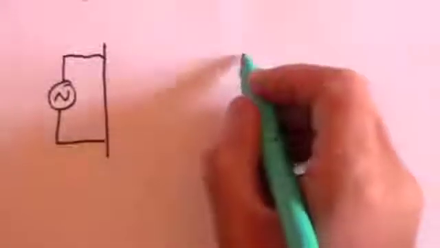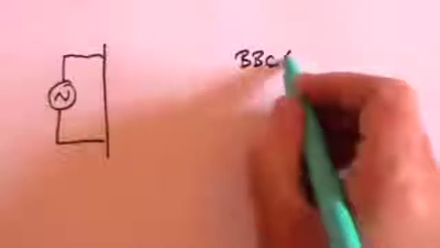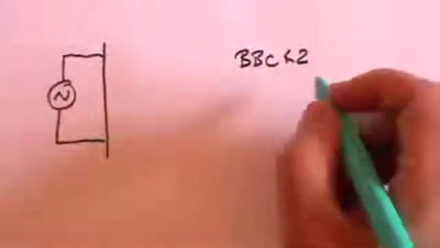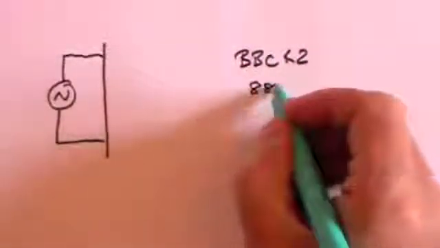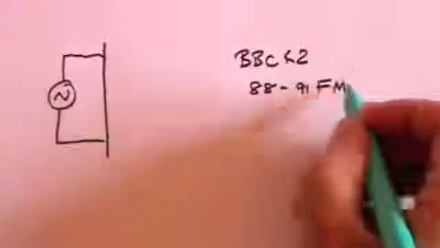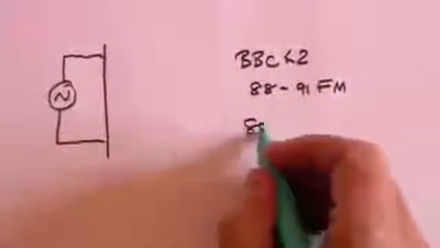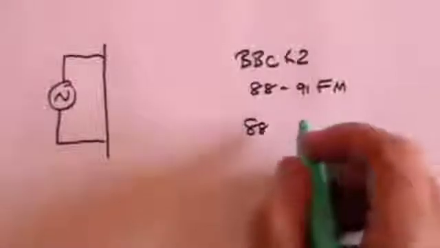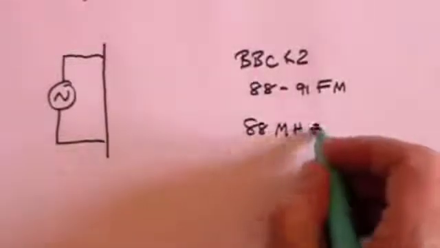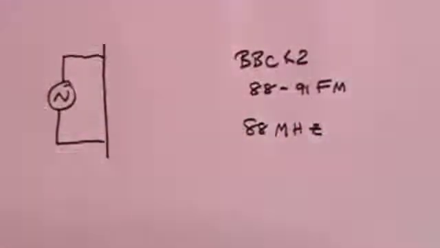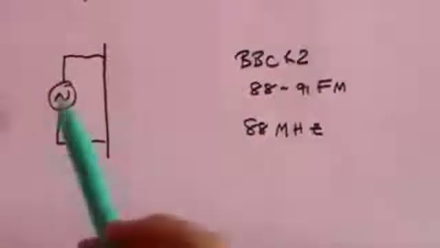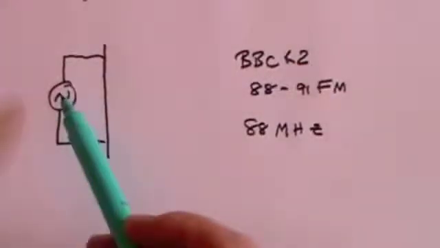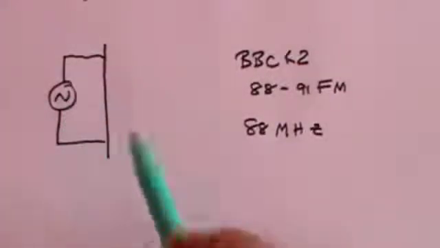Here in the UK, we have BBC Radio 2, which broadcasts on 88 to 91 FM, which means that one of its frequencies is 88 megahertz. That's essentially the same as FM. That's 88 million cycles per second. So you would have to have an alternating voltage of 88 million cycles per second.